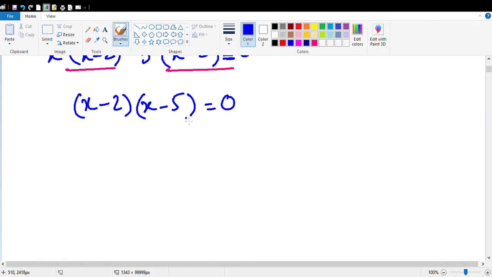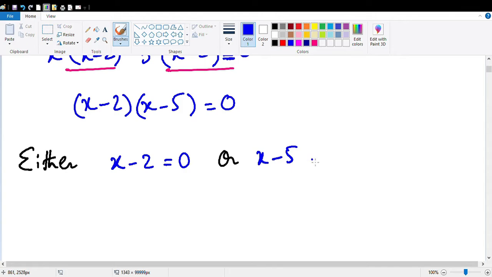We got the factors. These are the factors, and now you can see that they're multiplying with each other to give us 0, right? So the equal sign is telling us that their product is 0, but which one of these is equal to 0 so that we get a 0 on the other side? We don't know. So we are going to assume, right? We're going to say either the first factor, x minus 2, is equal to 0, or factor number 2, x minus 5, is equal to 0.